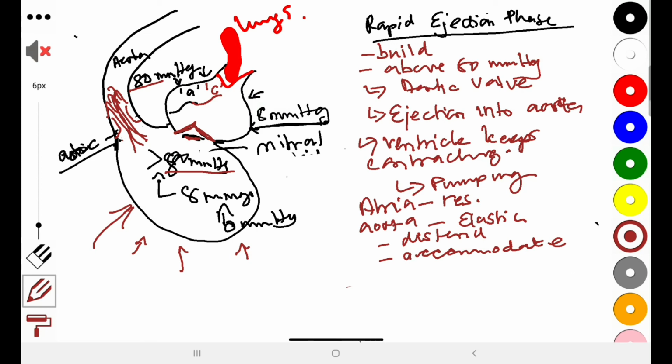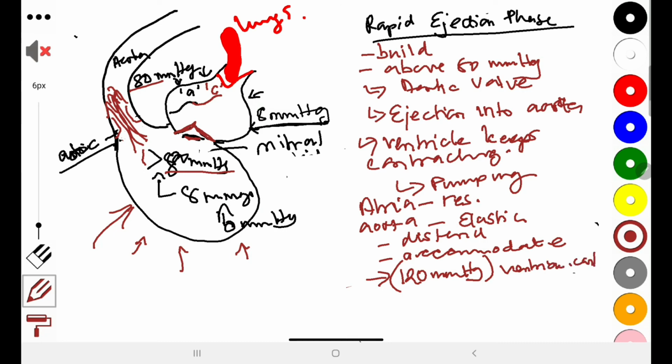Maybe the other thing that I would like you to acknowledge is the pressure that will be attained because of the contraction of the ventricle. How high will it go? Because I just kept on saying that it will be more than 80. So how high will it go? It can actually attain about 120 millimeters of mercury. And this is because of ventricular contraction.